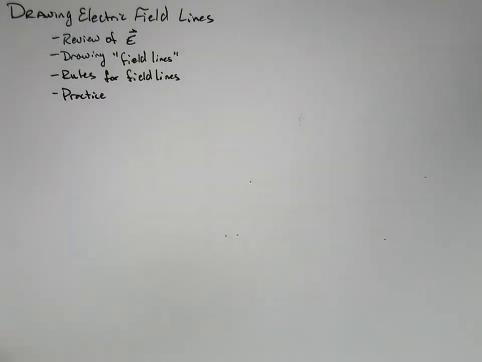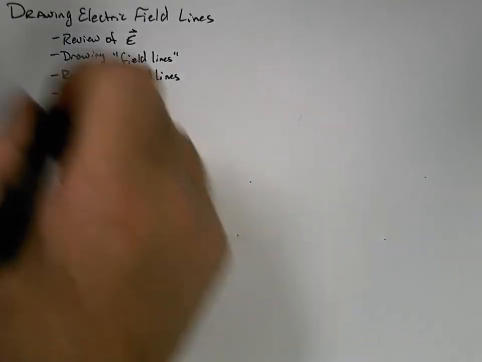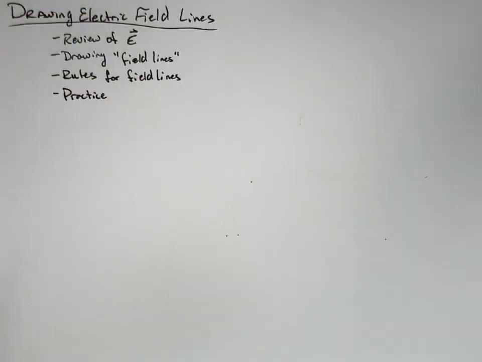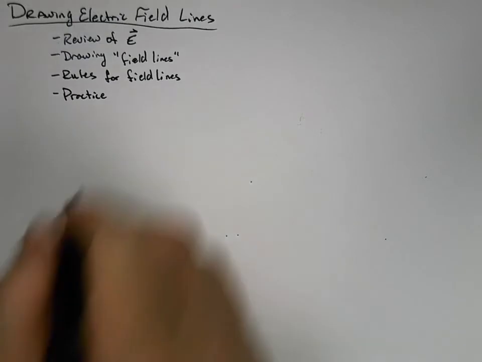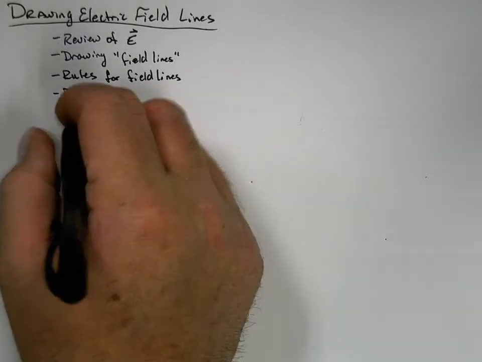Okay, so this is assignment 3, and we're going to be talking about drawing electric field lines today. This is a much more conceptual idea. There's very little math involved with this. But we do need to start with a review of what our electric field is.